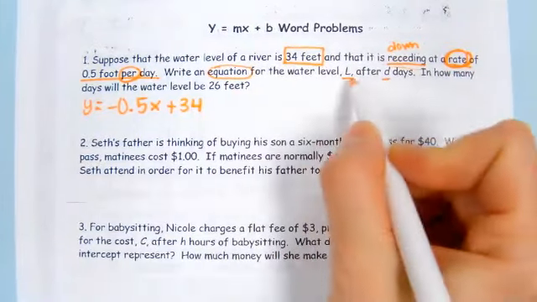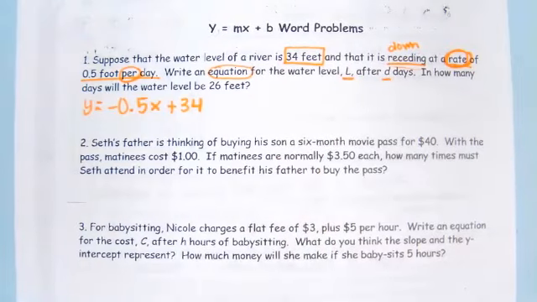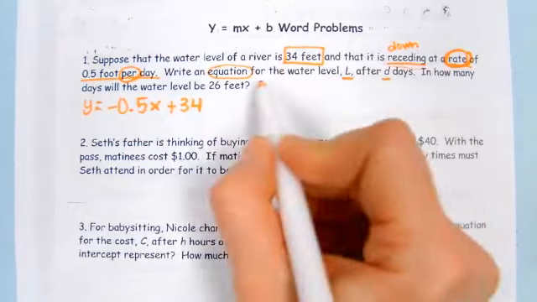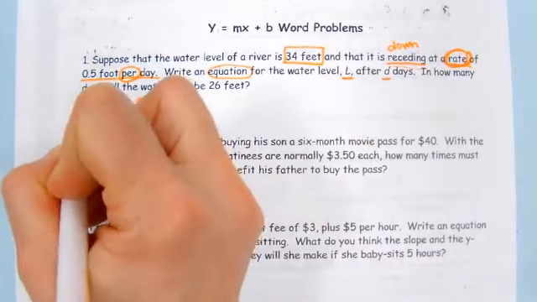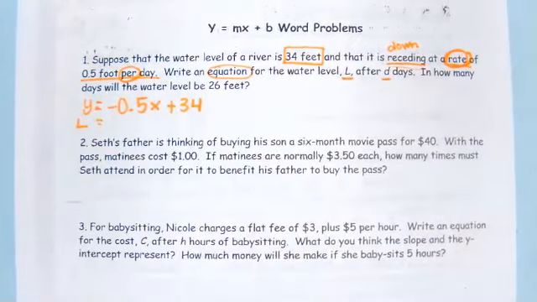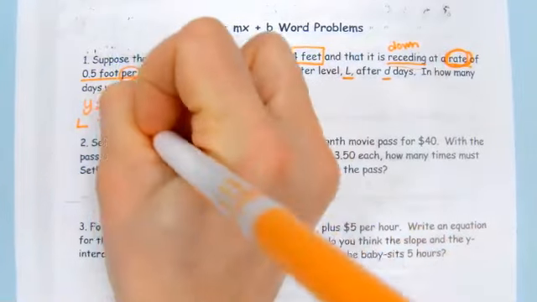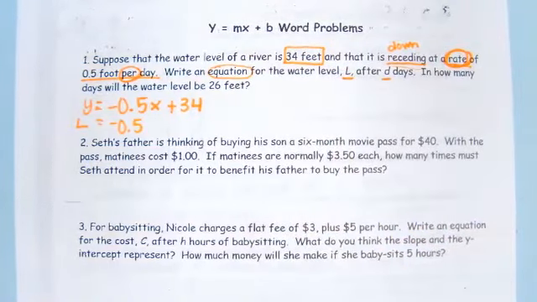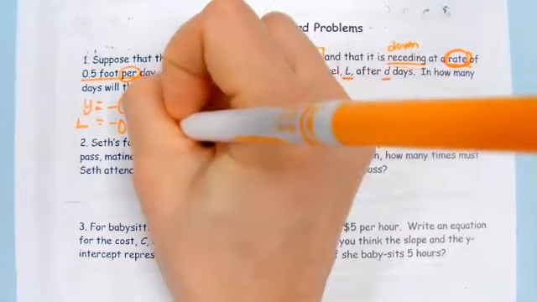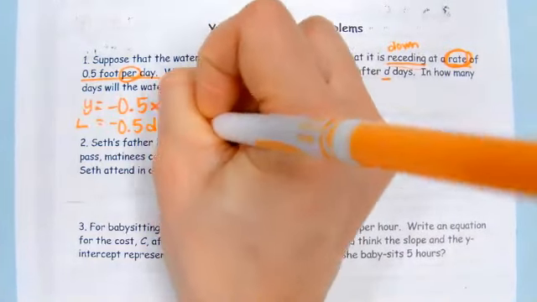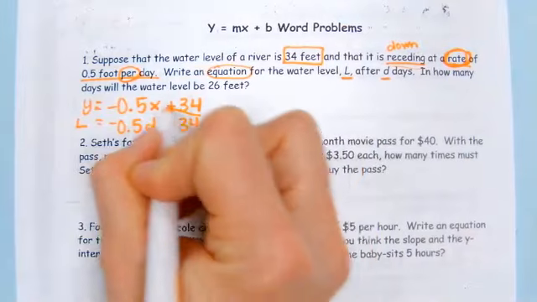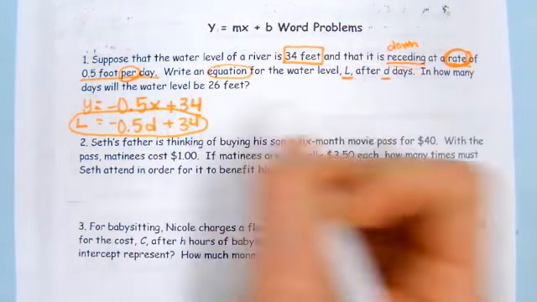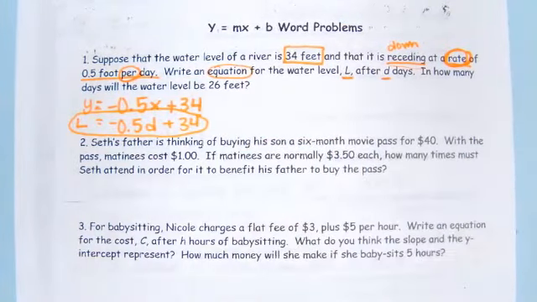But in this case, it tells us the variables it wants us to use instead of X and Y. So it says the water level, so we're going to use L here, equals negative 0.5. And instead of X, what does it want us to use? D for days. Plus 34. This is the only difference if it tells you that it wants to use different letters. You can use whatever letters you want. Now, that's how you do the equation.